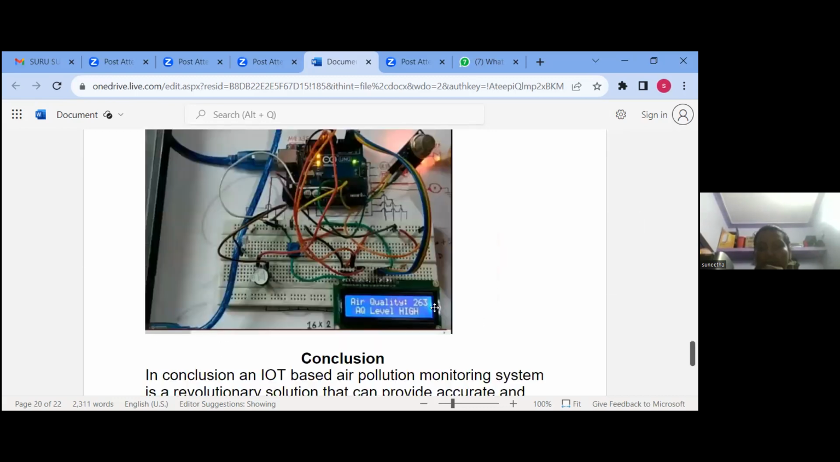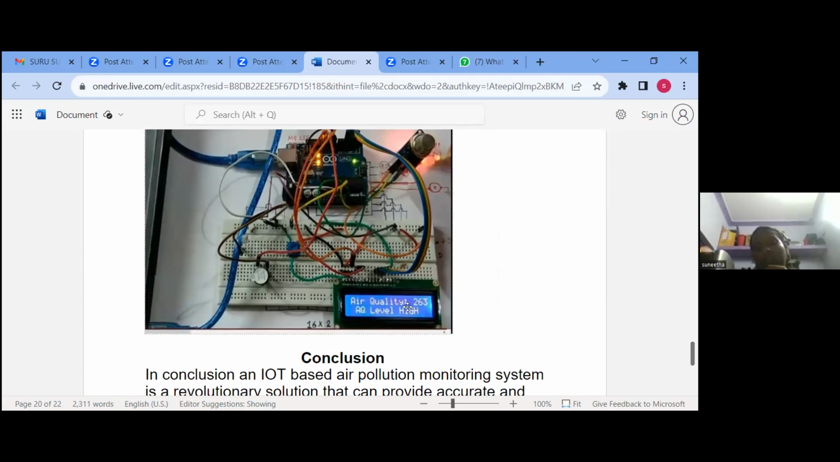This is a practical implementation diagram. Here we can use the sensor and Arduino, and this is the breadboard. We can make connections, and by coding the Arduino, we can take output by giving instructions to the Arduino.